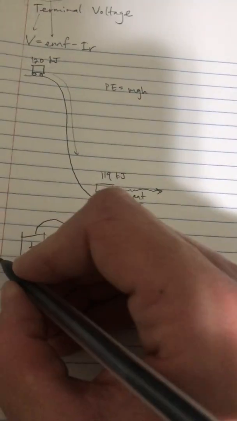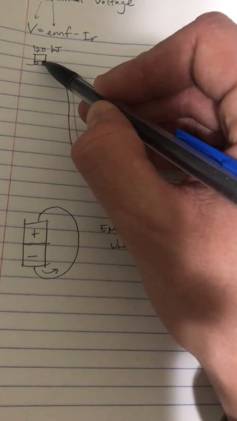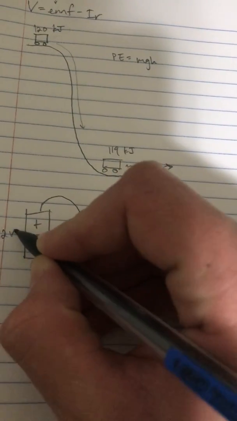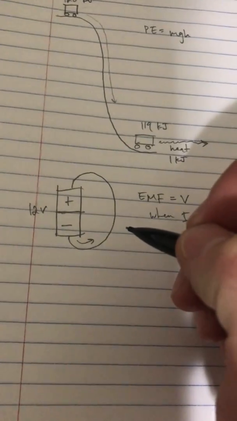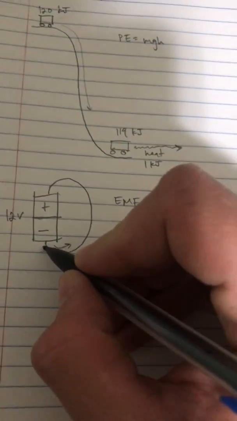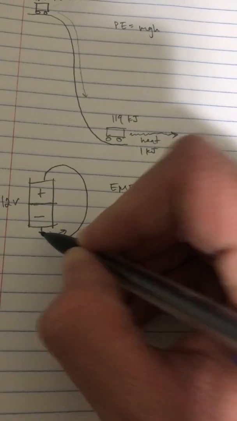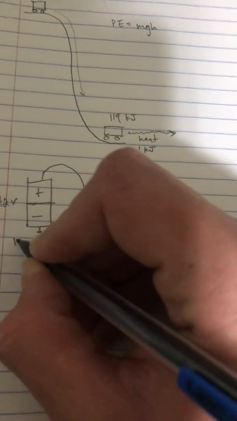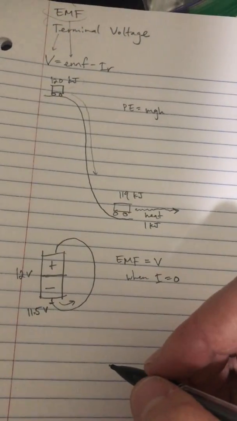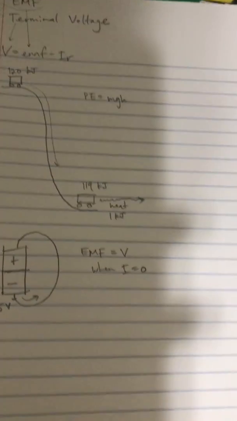In a similar way that this cart is starting out with 120 kilojoules, we might say that this battery is starting out with 12 volts. But because of internal resistance of the battery, the terminal voltage we'll get out might only be like 11.5 volts. Okay. So again, I want to hear if that was a helpful analogy, if that made sense.